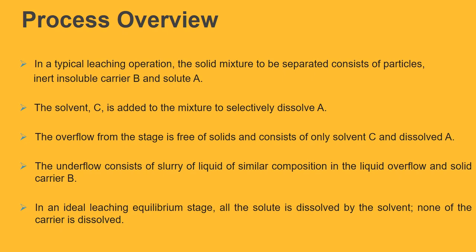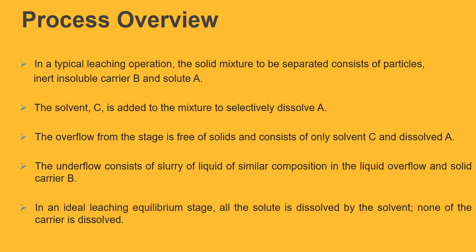What about the underflow? The underflow consists of a slurry of liquid of similar composition to the liquid overflow and the solid carrier B. So what is in the slurry is the inert insoluble carrier B and a solution of the same concentration as that in the overflow. Whatever the concentration of the overflow is, that would be the same concentration of the liquid in the slurry with your insoluble inert solid B.